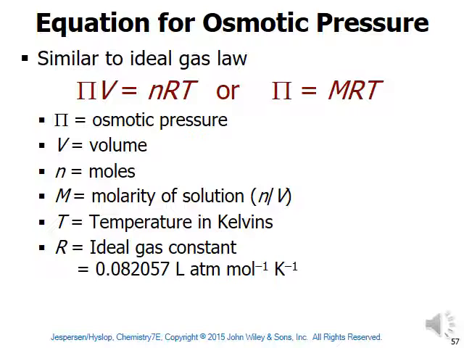So the osmotic pressure is going to look just like the ideal gas law. The ideal gas law said PV equals nRT. Instead of using P, it's going to be osmotic pressure instead of atmospheric pressure or just gas pressure. And here's our information. You could also write it with M, where M is moles per volume. If you divide both sides by V, you'll get molarity. We'll use it in both forms, but typically right now we're going to be using it in this form.